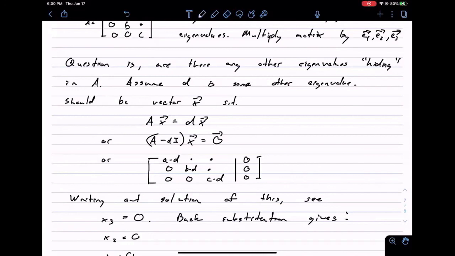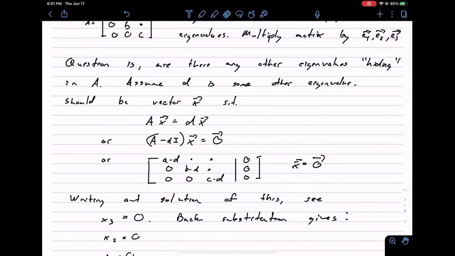So we have a matrix with three pivot columns. In other words, the only solution here is the trivial solution, so x is equal to the zero vector. But remember, if D is an eigenvalue, there has to be a non-zero vector x. We're seeing that the only possibility is for x to be the zero vector.